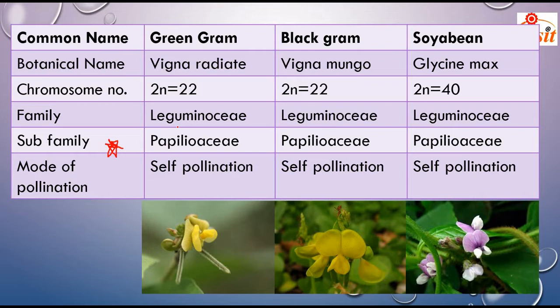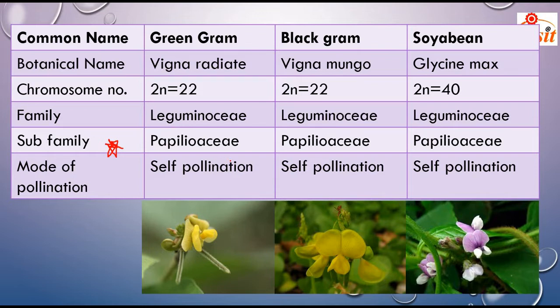Why is it self pollination? Because the Androecium and gynoecium are enclosed in a structure which is called a keel, and the cleistogamy condition, which favors self pollination, is present in these three crops.